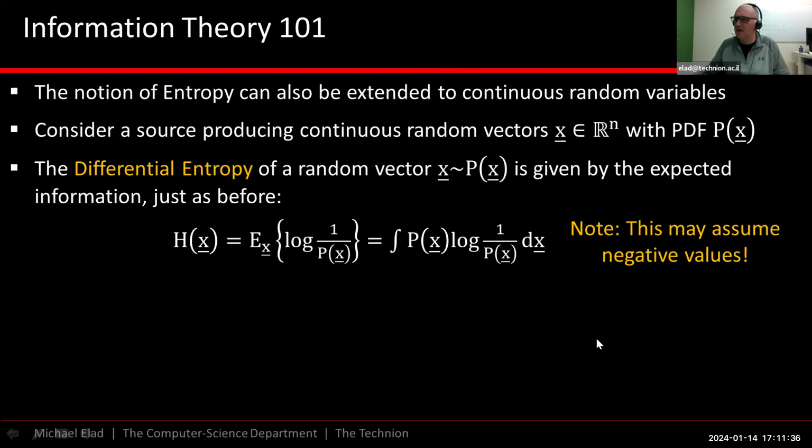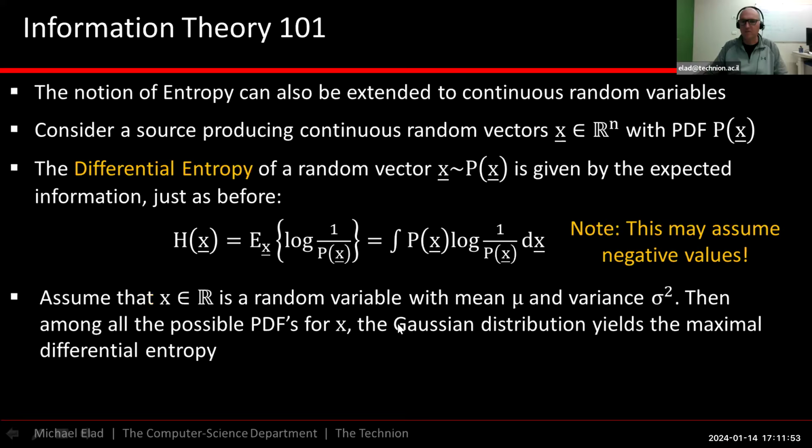And why can it get negative values? Because I told you in the very beginning, P can actually go beyond 1 in the continuous case. And so these negative values are creating a lot of confusion, but this notion of entropy makes a lot of sense and can be used and is being used.